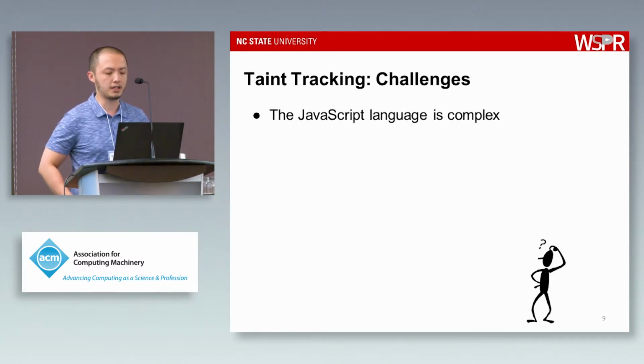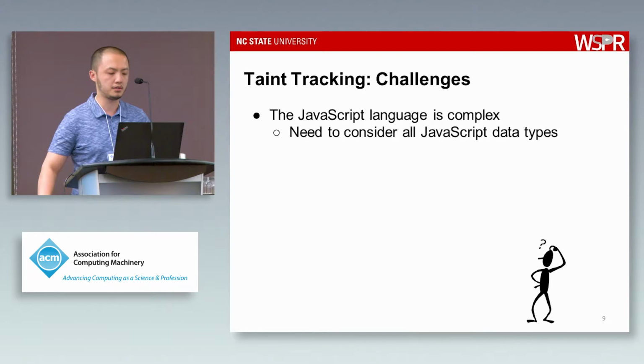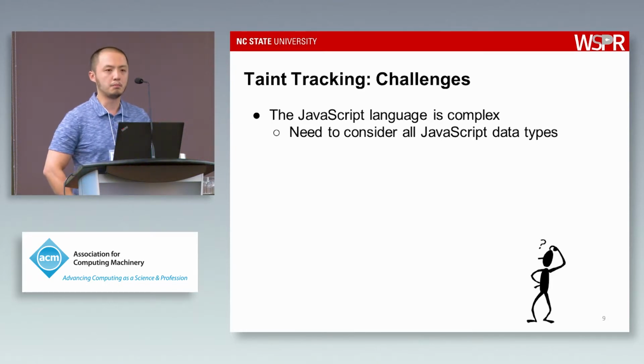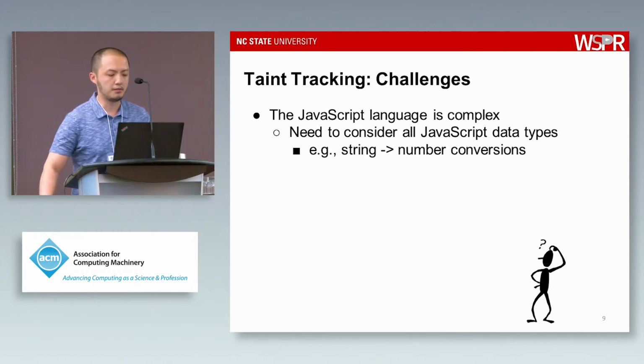So as an example, an operation as simple as an addition operator can have different meanings depending on the operand types. And for the purpose of detecting privacy abuses by browser extensions, we need to be able to consider all available JavaScript data types. So we need to, for example, consider string to number conversions and vice versa.